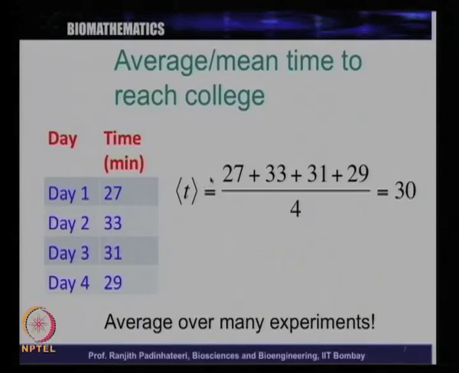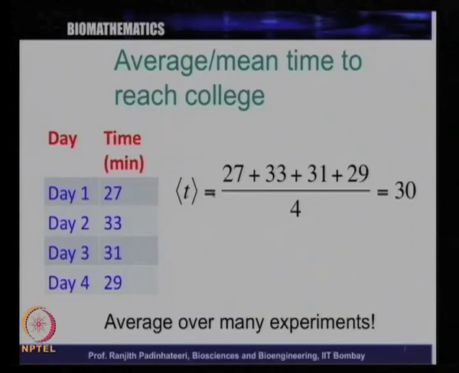The definition of the average is the sum over all of these divided by the number of events, that is, the number of experiments. We have four experiments here. Day 1 one experiment, day 2 another experiment, day 3 another, day 4 another. Then you add the data that you get from all the experiments and divide by this number, and you get the average. This is minutes, this is minutes, this is minutes, this is minutes, and this is a number, the number of days, the number of experiments. So this answer here is actually in minutes.